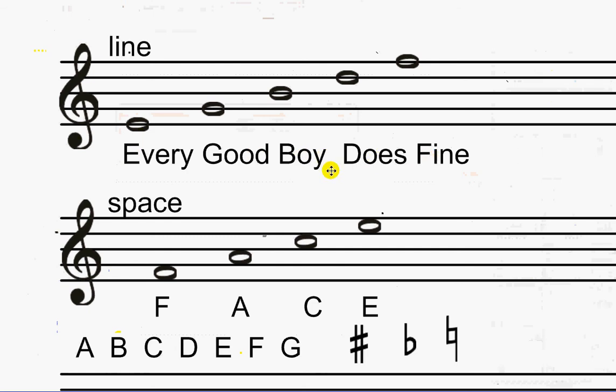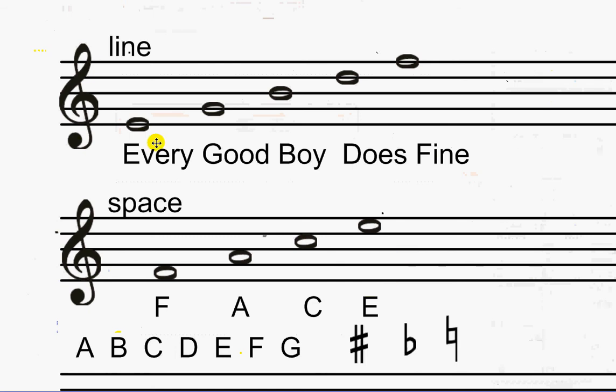Whatever you need to do to remember EGBDF, go ahead and do. I basically choose this one to teach people because fine rhymes with line, which is consistent with face rhyming with space. So for the lines, every good boy does fine. For the spaces, face. And they sort of rhyme. So that's why I choose that one.